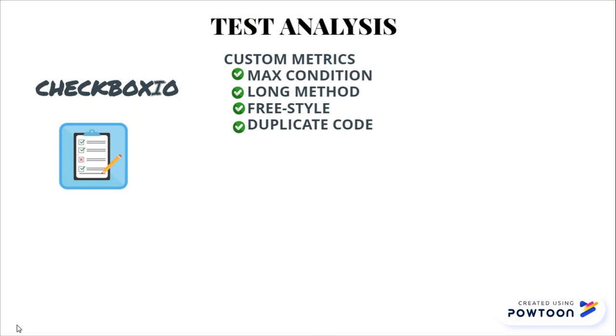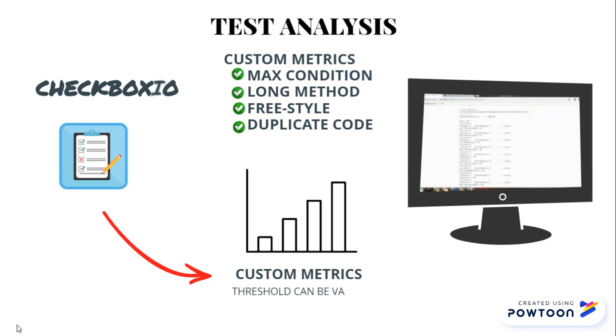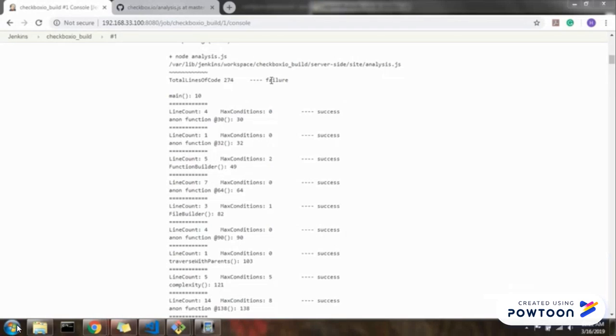We have written custom code quality metrics for Checkbox.io, and the threshold for these can be varied, according to which the build will fail. In this demo, you can see there is a failure on the total lines of code metric which has failed the build. You can also see the other metrics we have implemented.